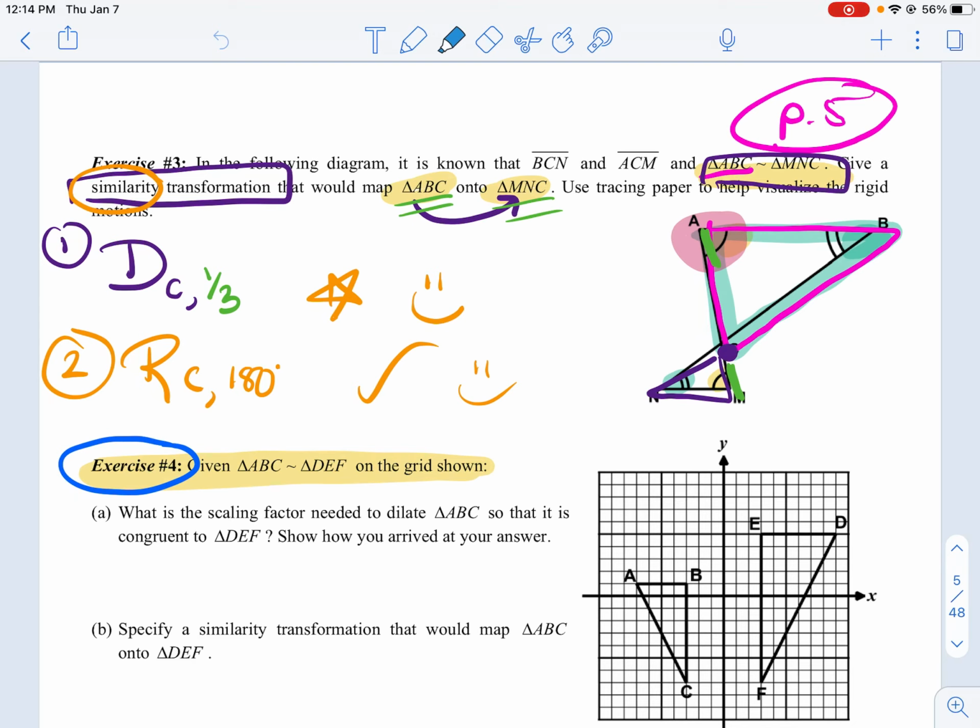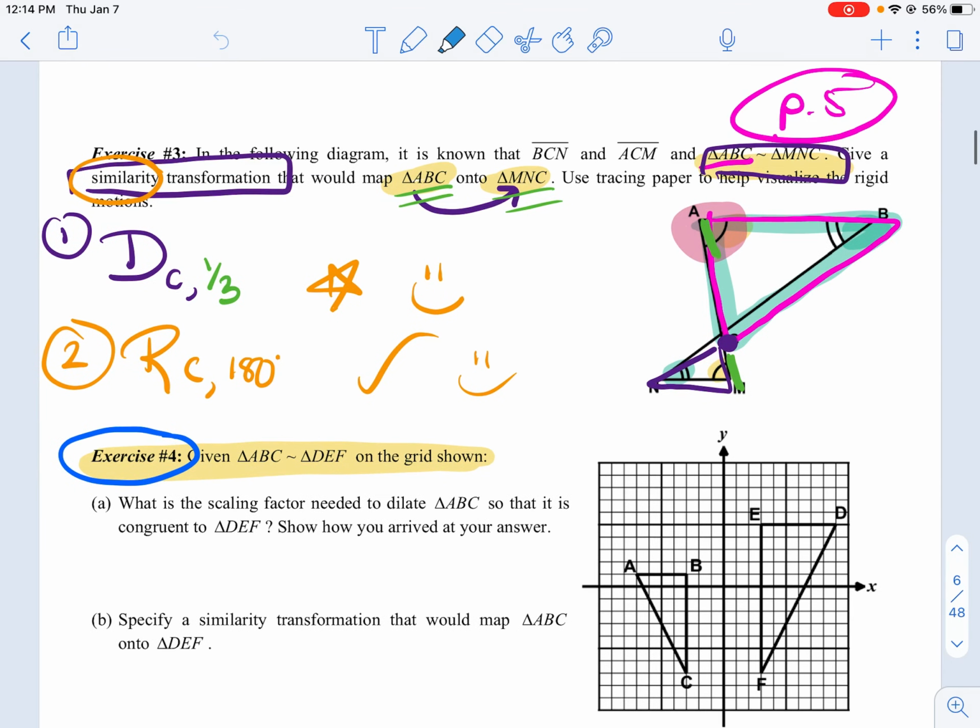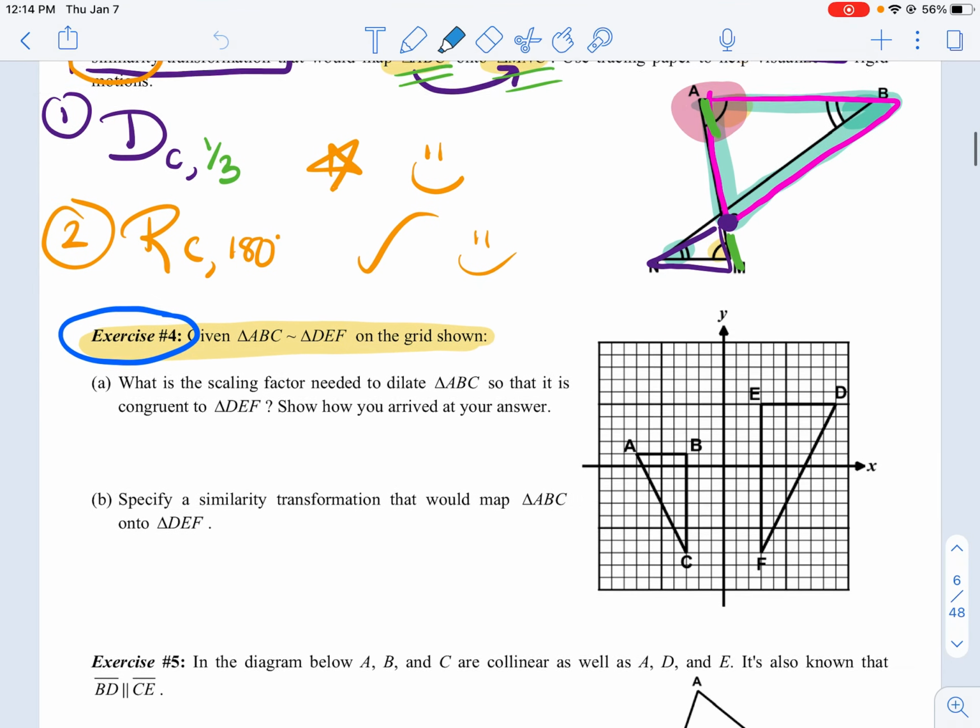We are doing a review today for a quiz tomorrow on similarity. So make sure you have your similarity packet, and I'm going to bop around a little bit and do some questions. We already did example 3 on page 5, but I definitely want to do a question like example 4 on page 5, so if you could turn to that.